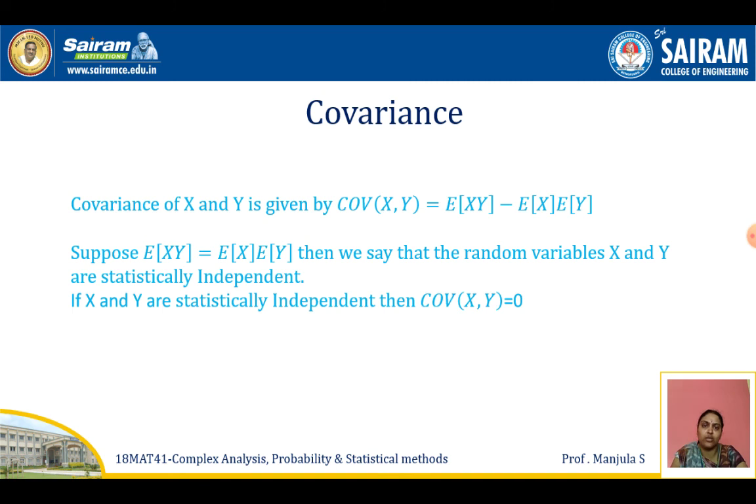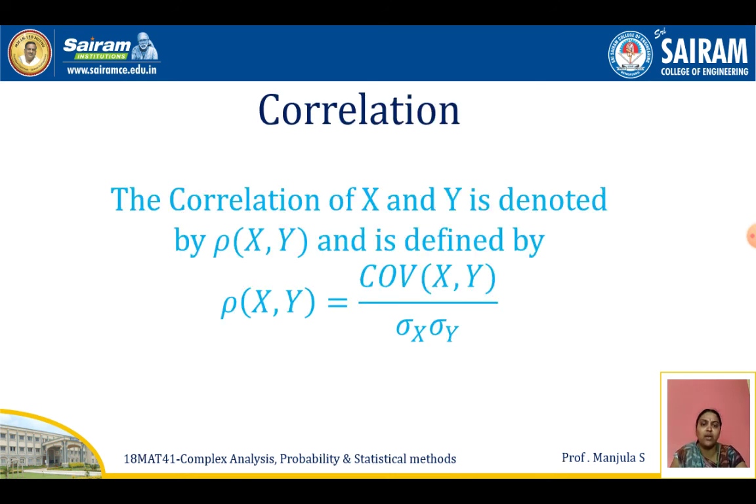And the next thing is covariance. To find the covariance of x and y, we denote it as covariance of xy, which can be written as expectation of xy minus expectation of x into expectation of y. Suppose these two are the same, expectation of xy and expectation of x into expectation of y. Then we can say the random variables x and y are statistically independent. Then of course the value of covariance of xy will become 0.